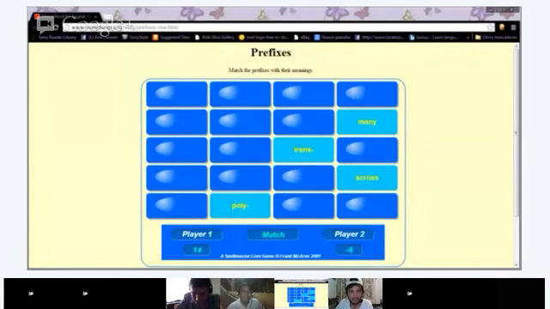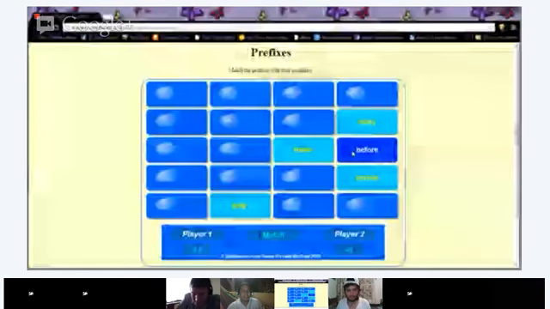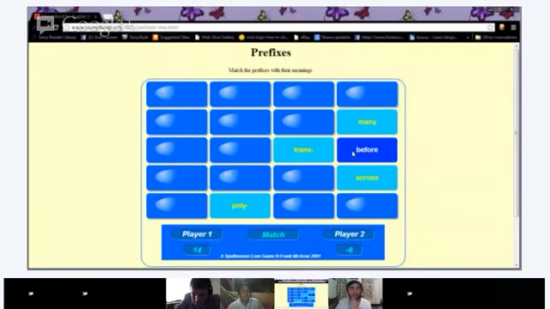Choose 2 for me, please. Okay. Column 4, row 3. All right, so this one right here, right? Yeah. All right. Okay, before. Have we seen before? We were talking about these. What would the prefix for before be? That would be fore or pre, right? I think we've seen this.